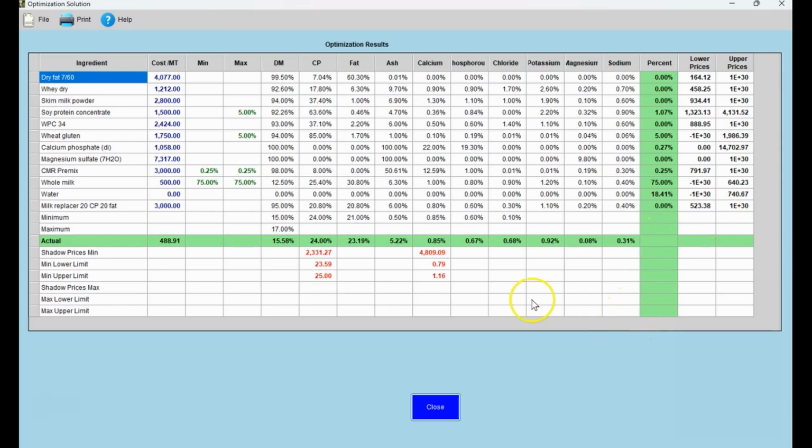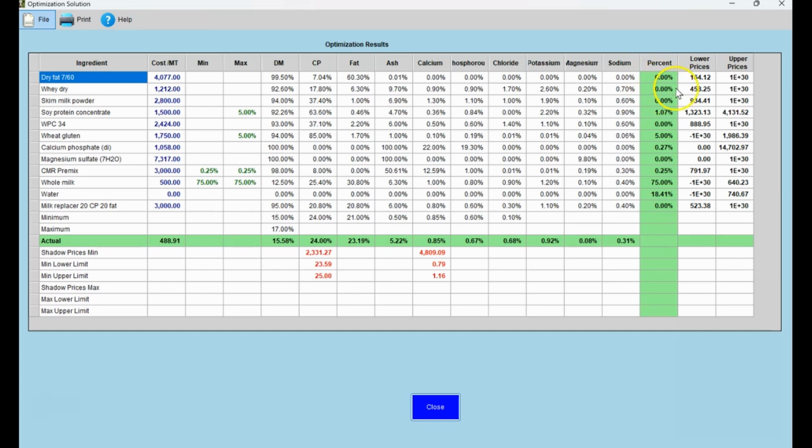In this example, we're looking at a solution for a calf milk replacer mixture. You'll see different lower and upper prices listed for each ingredient. Let's walk through a few examples to understand what these numbers mean. First, consider dry fat 760. Its cost is $4,077 per metric ton, and it's not used in the formulation, so its inclusion rate is 0.